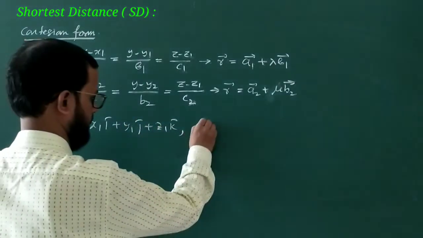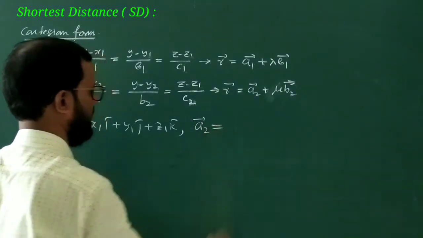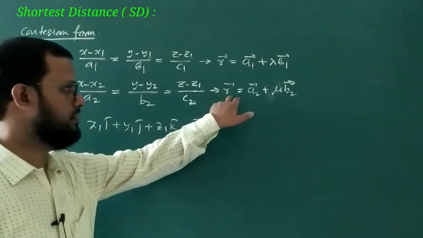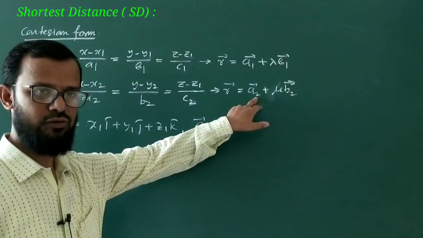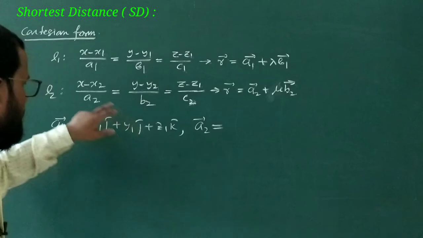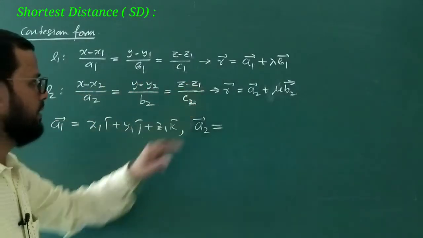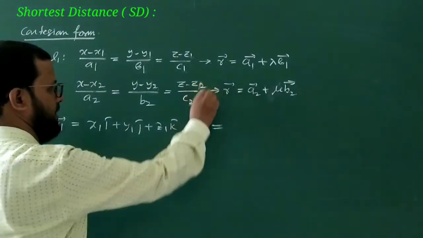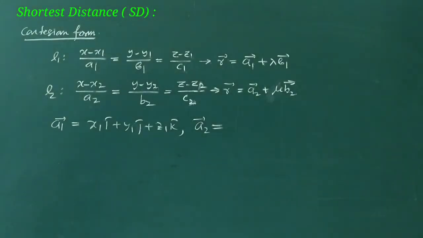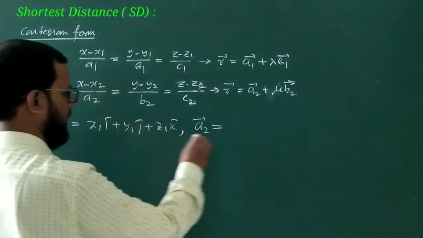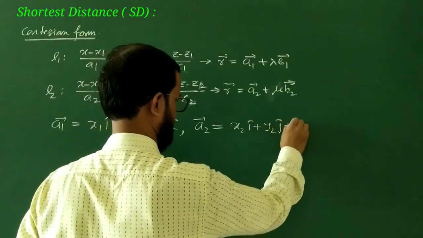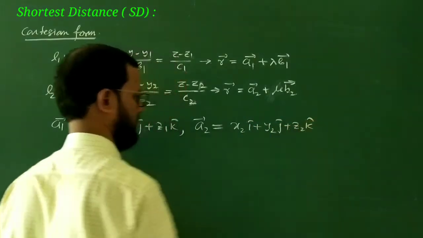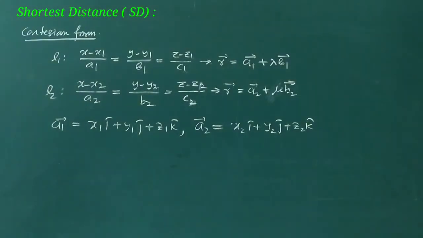And what will be the a2 vector? The second line is passing through a point with position vector a2 vector. And which point is it passing through? x2, y2, z2. Then a2 vector will be x2 i cap plus y2 j cap plus z2 k cap. These are a1 vector and a2 vector.